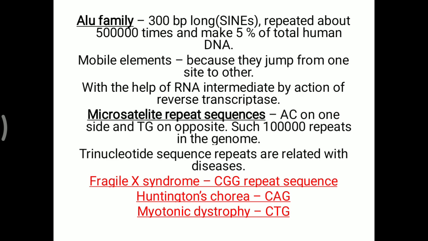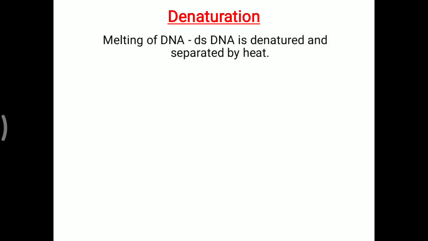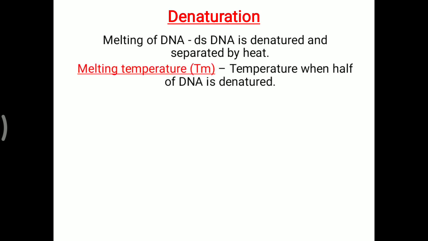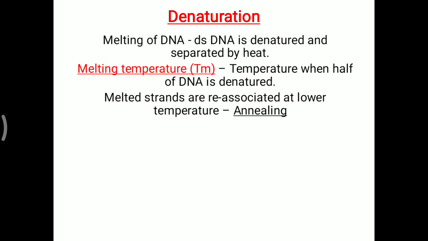Now further, that is denaturation. This denaturation is also an important part of molecular biology. Melting of DNA means double stranded DNA is denatured and separated with the help of heat. When we heat, the double stranded DNA will be converted into single strands. The temperature at which half of the DNA is denatured is considered the Tm, or melting temperature. Melted strands are reassociated at lower temperature, and that process is called annealing. You will again learn this denaturation and annealing in the polymerase chain reaction, where this process is utilized.